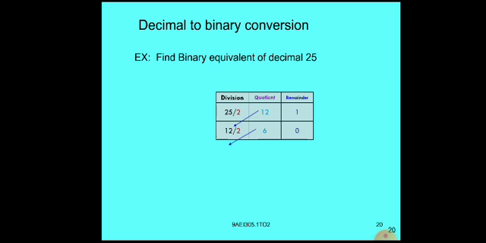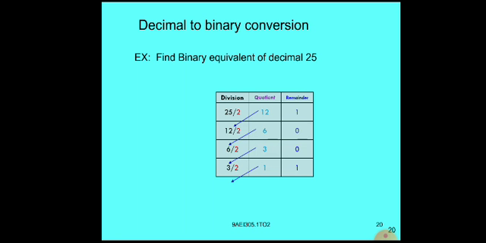Okay, 25 divided by 2. Quotient is 12, remainder is 1. So take the quotient once again, because the quotient is not 0. Take quotient 12, divide it by 2. You will get the quotient 6, remainder 0.